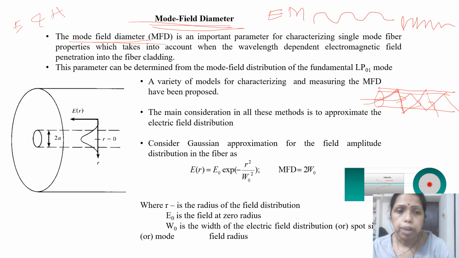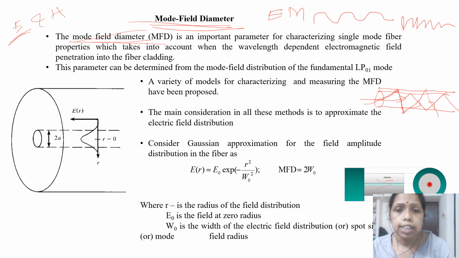It has an electric field and a magnetic field. Normally, if you want to represent any kind of signal, optical signal or any electromagnetic wave, you prefer to represent it in the form of the electric field. Here in this diagram, you can see this is the core and this is the cladding. Normally, what is the mode field diameter?